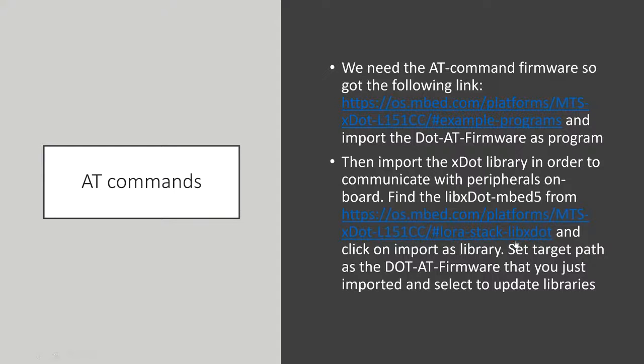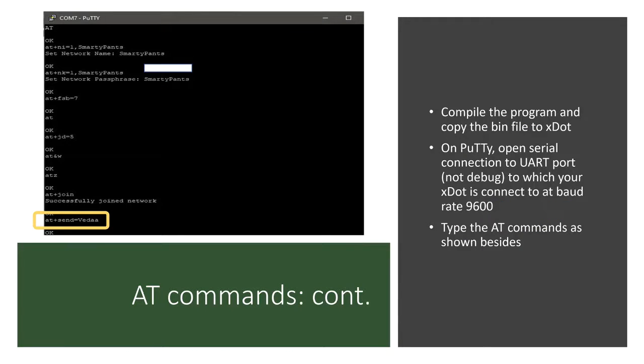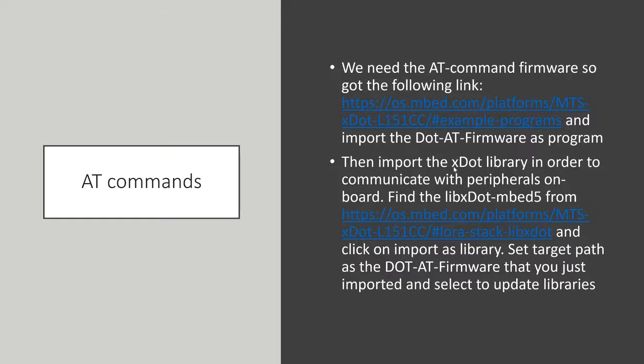So we downloaded the xDot library, and while importing the library, we set the target path to .at firmware, which was the name of the project we gave while importing. We selected to update everything to the latest revision while importing the xDot library. After that, we downloaded the firmware.